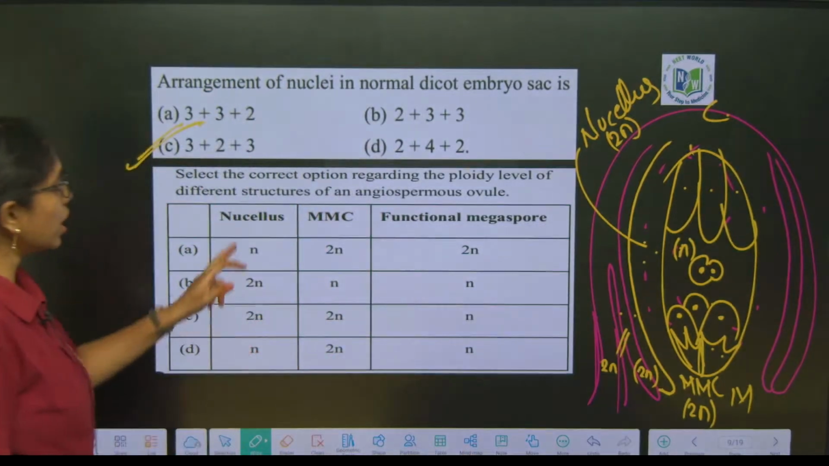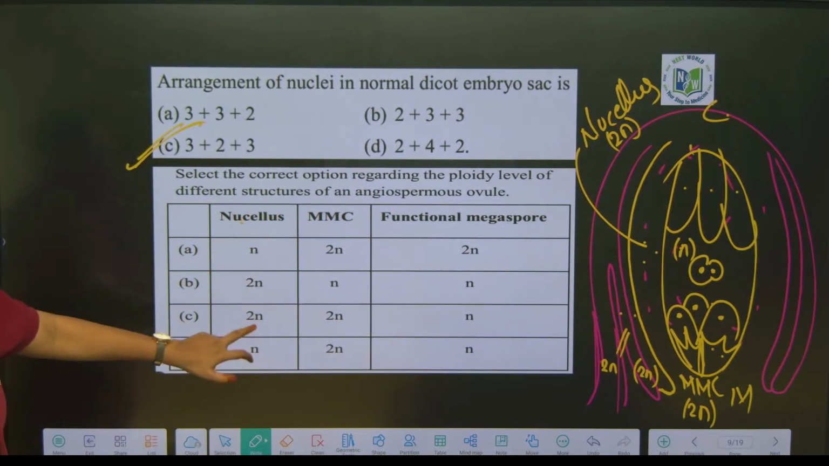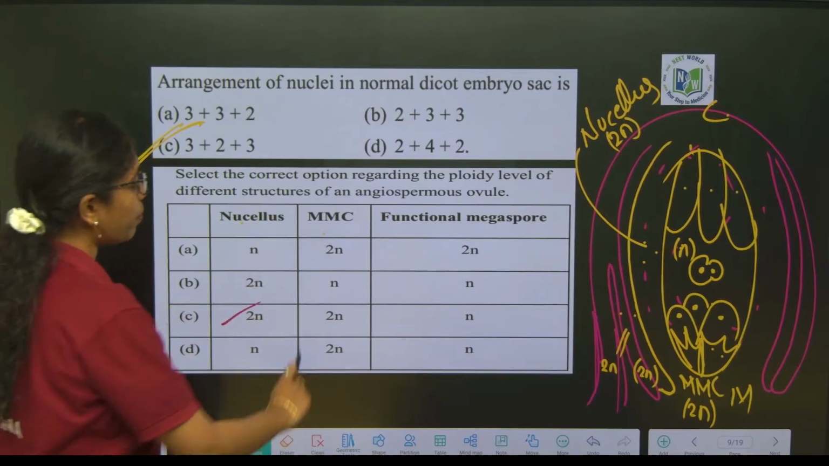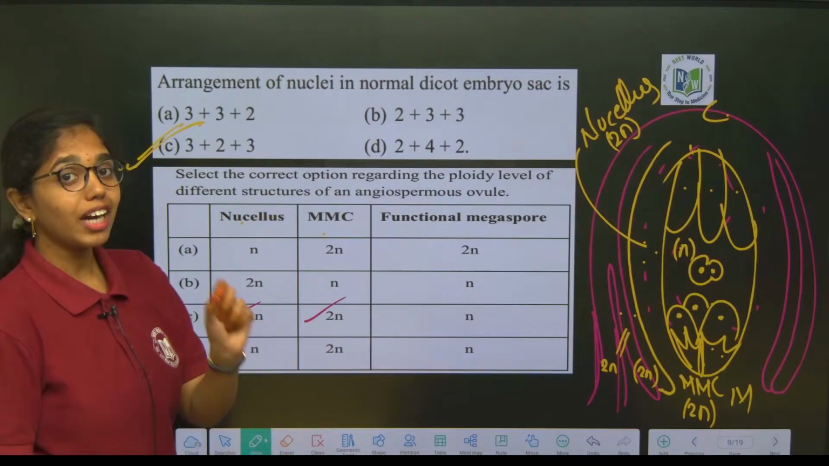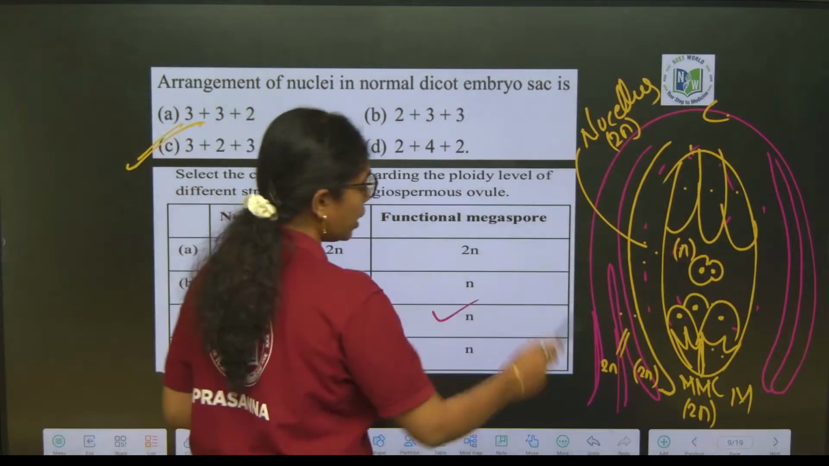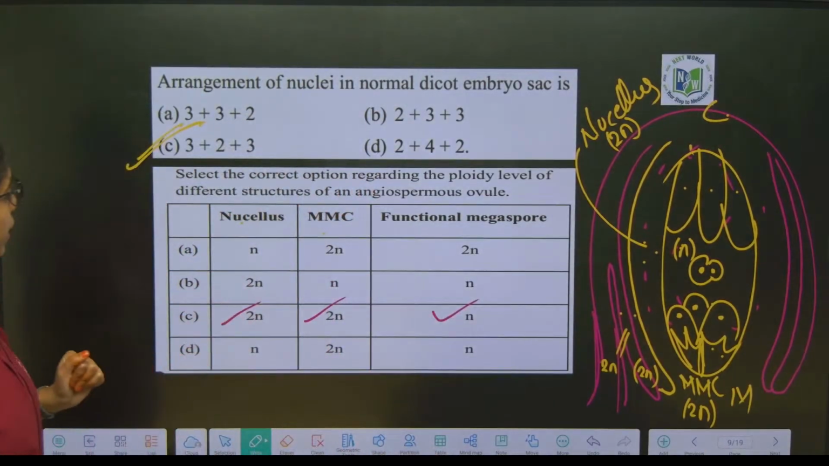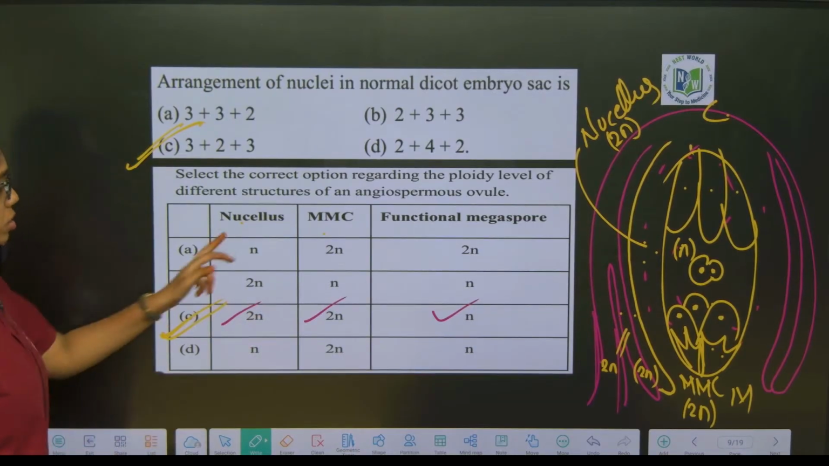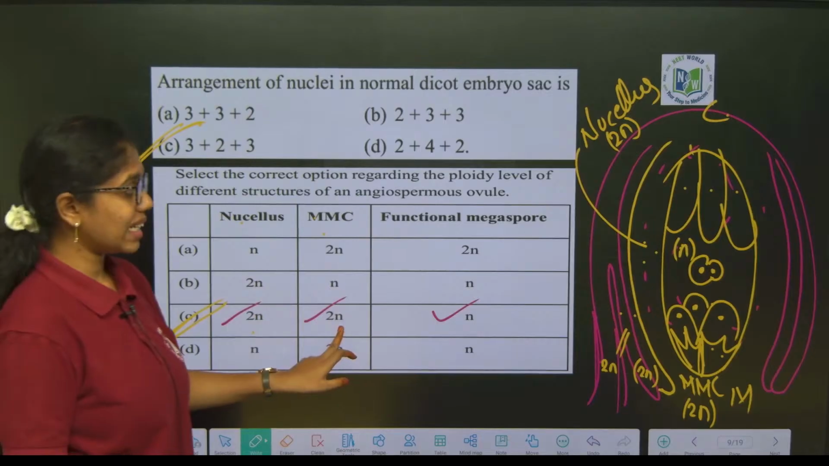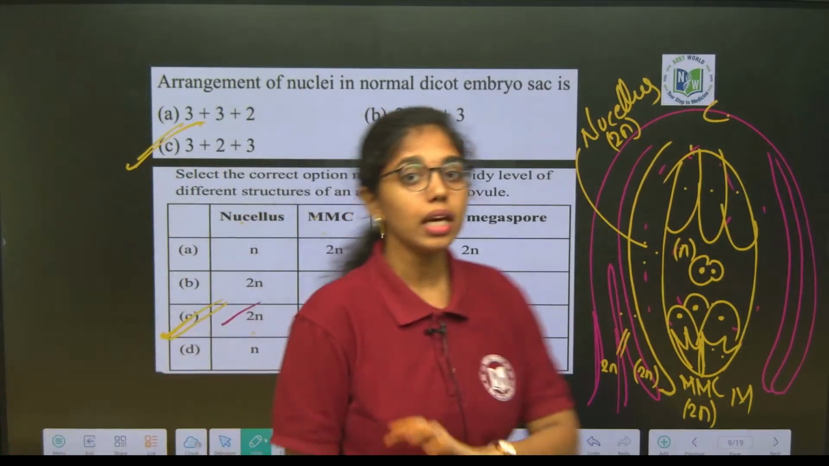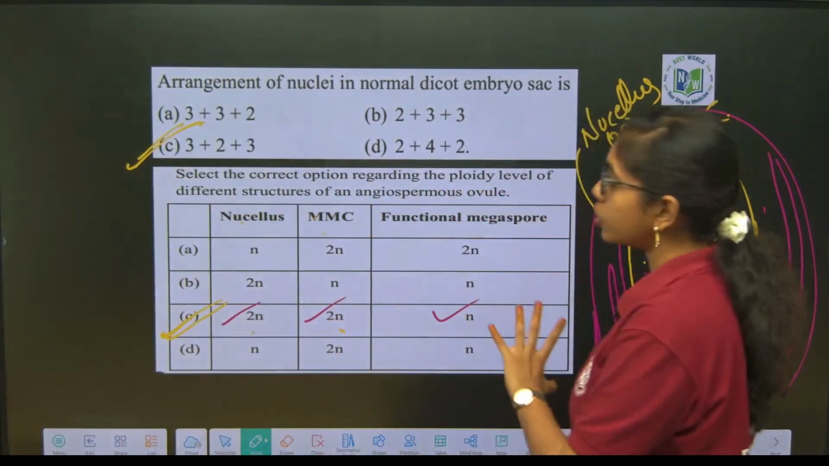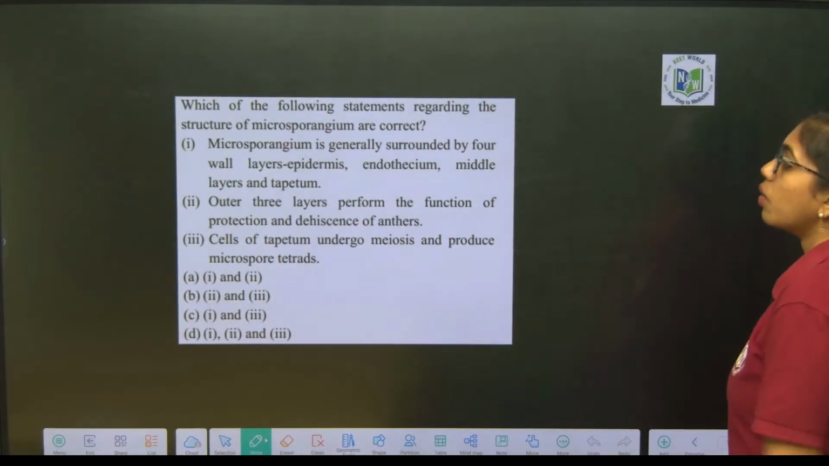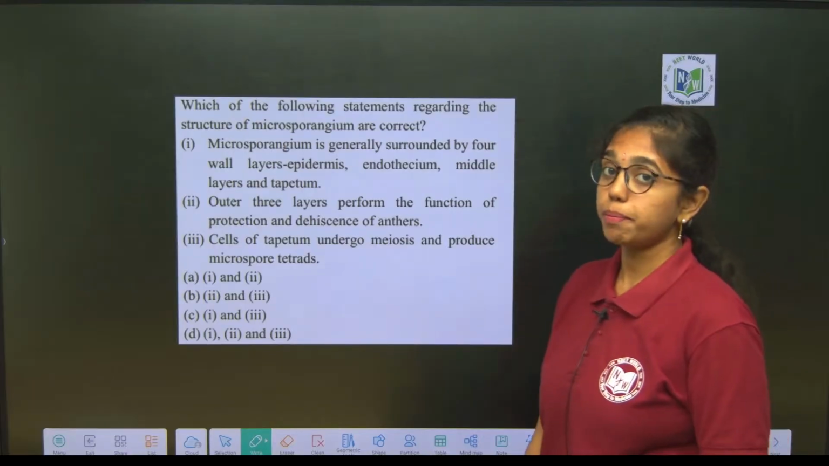So here, if you see, nucellus cells are what? Diploid, and megaspore mother cell ploidy is diploid. Functional megaspore ploidy will be haploid. So here, what will be the right answer? Option C will be the right answer. Nucellus is diploid, megaspore mother cell diploid and functional megaspore will be haploid. So this is the answer for the ploidy. Fine. Next, look at this question which is again statement based.